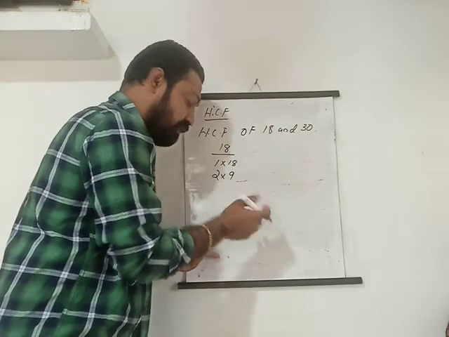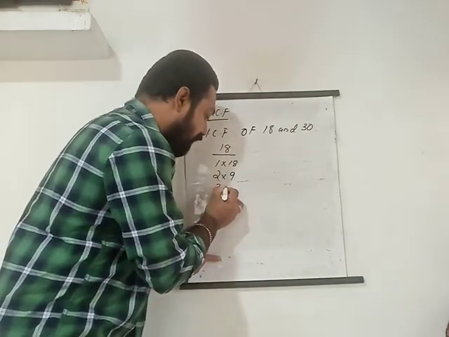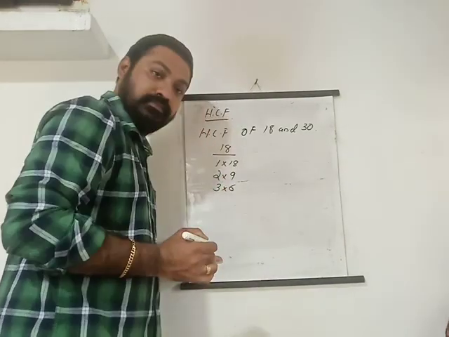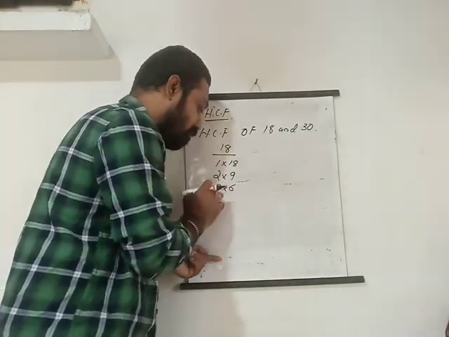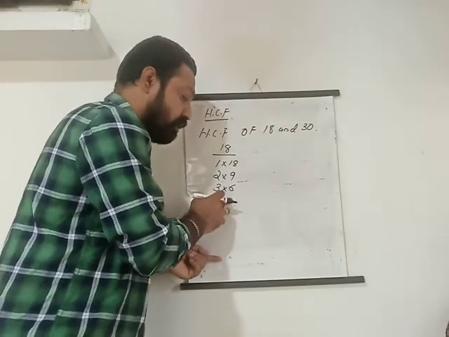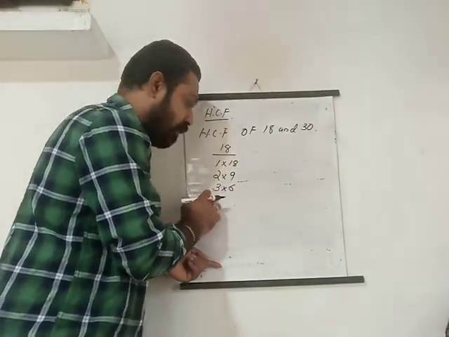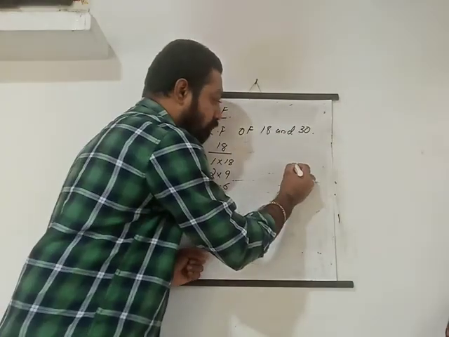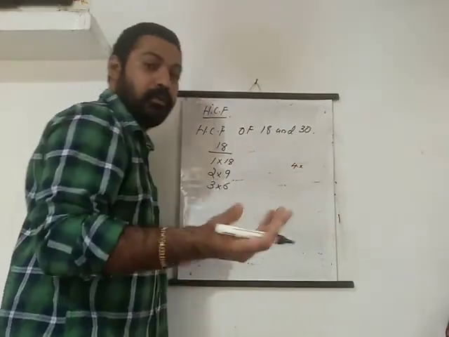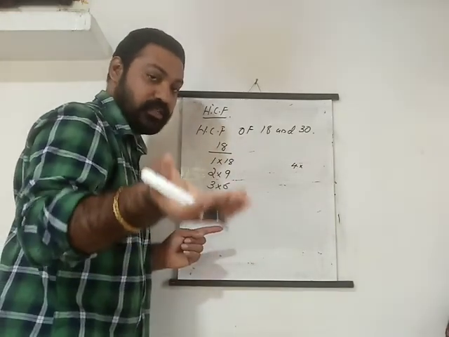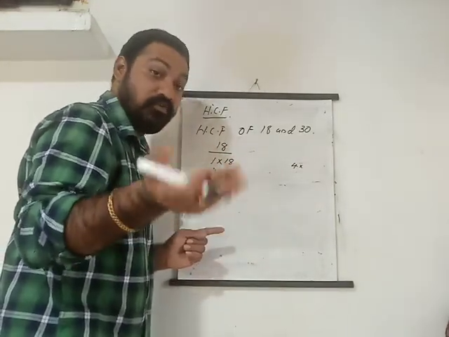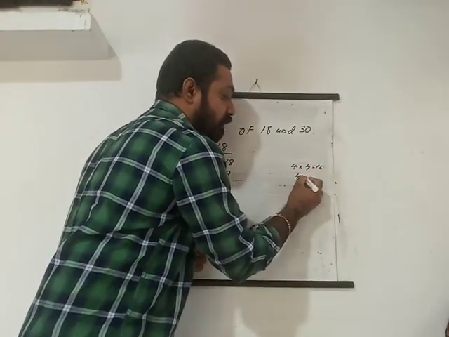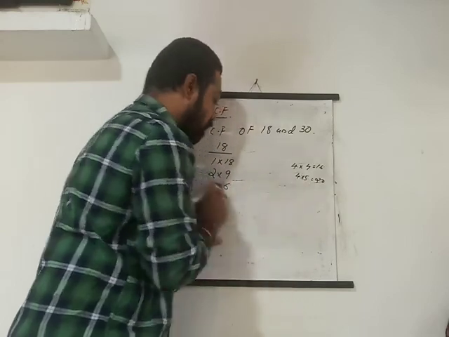Then take 3. 3 sixes are 18. If you have doubt, just divide 18 by 3, then you will get 6. So 3 into 6 is 18. What about 4? 4 into how many times is 18? We don't know. 4 ones are 4, 4 twos are 8, 4 threes are 12, 4 fours are 16, 4 fives are 20. So 18 is not in the table of 4.